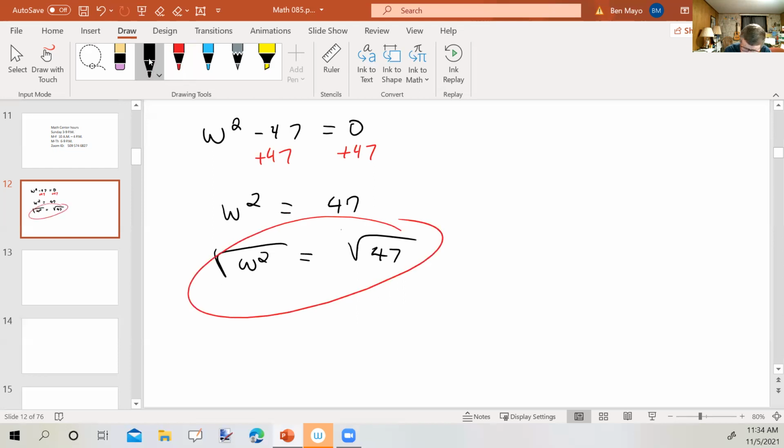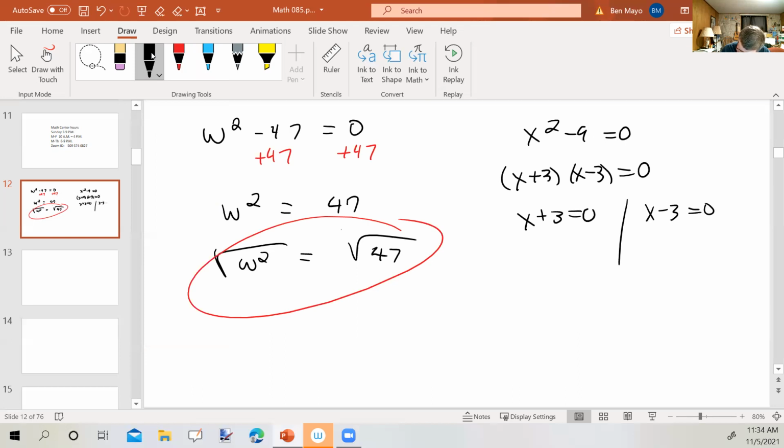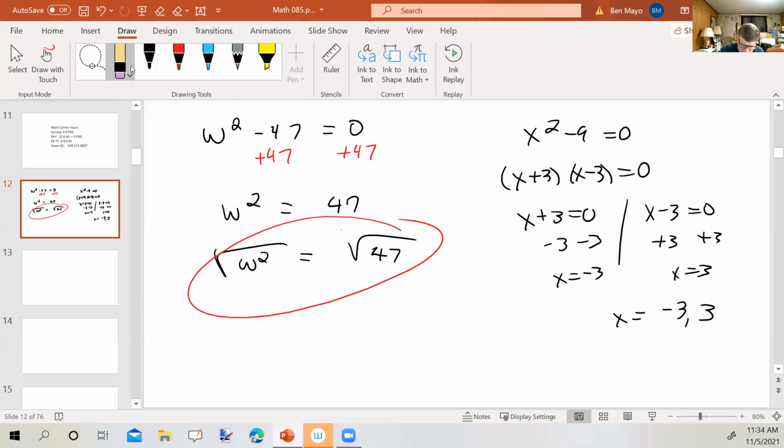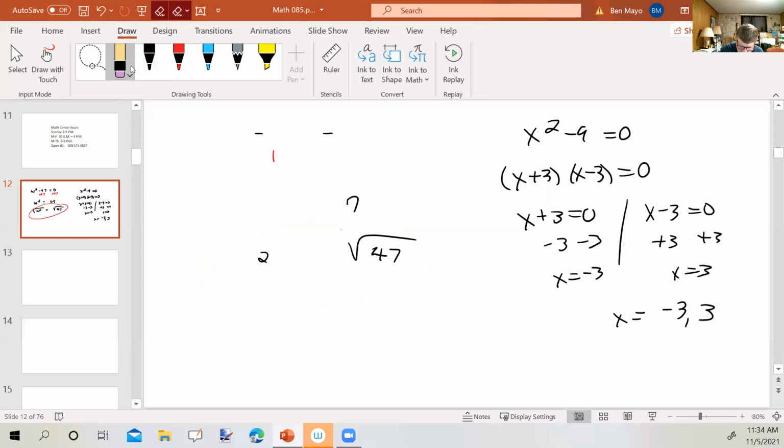Let's go back to something easy that we know. Let's say we had x squared minus 9 equals 0. Okay, and we could factor that. And we get x plus 3 times x minus 3 equals 0. And then we'd go on and we'd solve it, setting each thing up. We get x is -3 and x is +3. That would be using factoring back in chapter 6. Okay. In fact, let's just come back to this one.